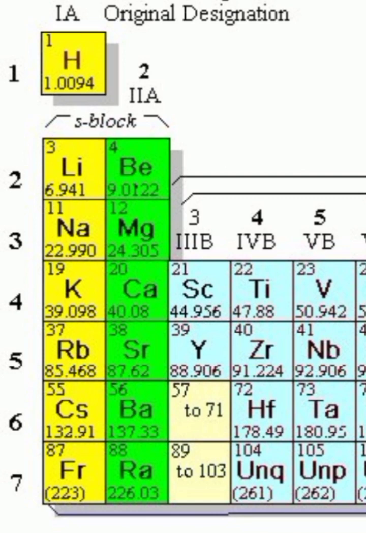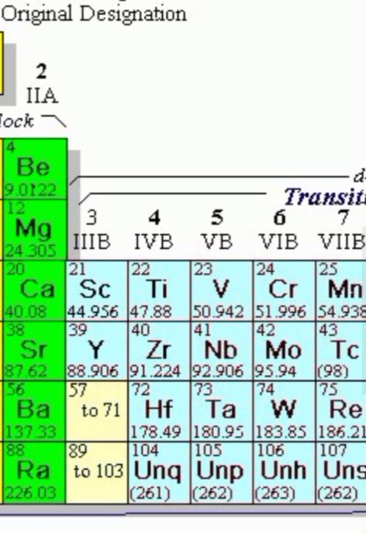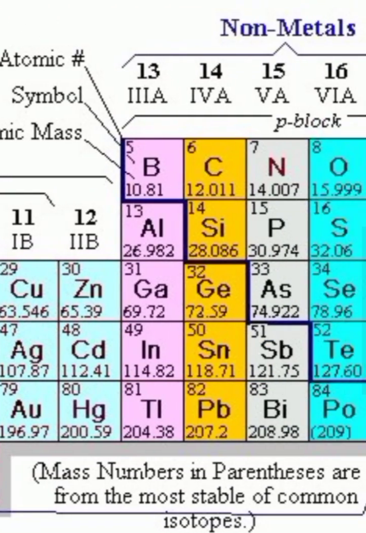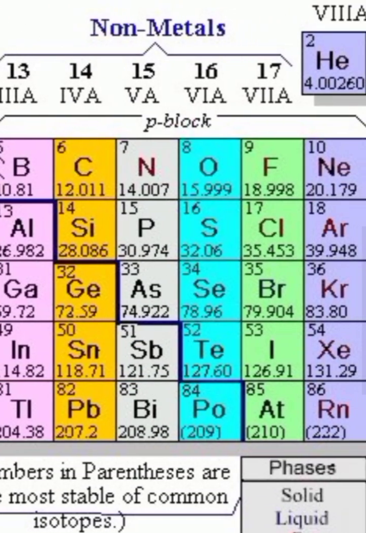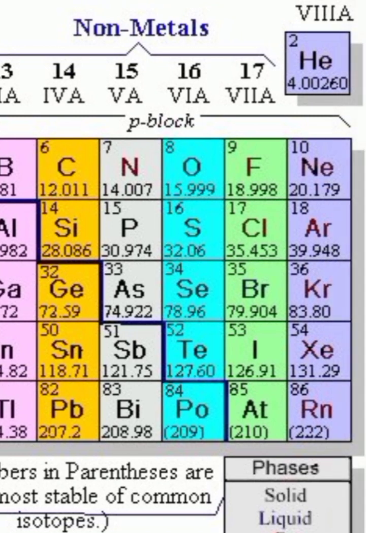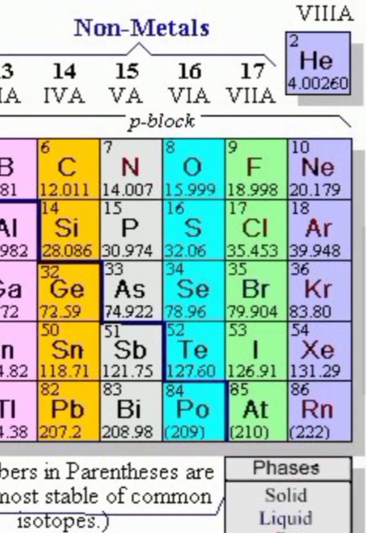For example, group 1 will have one valence electron in the outermost shell. Group 2 will have 2 valence electrons. Then group 13, which is group 3, will have 3. Group 4 will have 4. Group 5 will have 5. Group 6 will have 6. Group 7 will have 7 electrons in the outermost shell. Then group 8 will have 8 electrons, which is completely filled up.